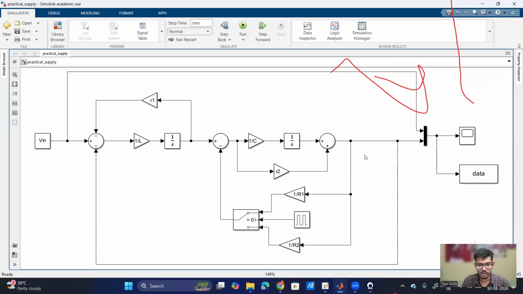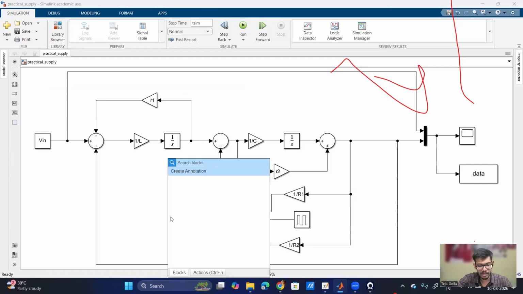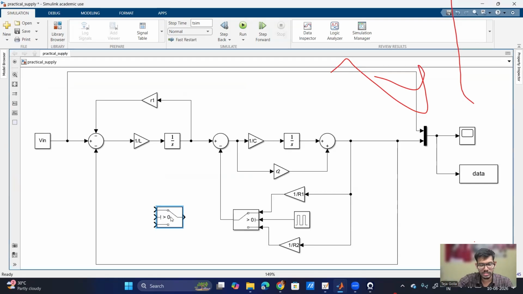Sir, actually you have two resistances, right, sir? Yes. So this is my Q. If Q is greater than 0, 1 by R1 will be connected. If Q is less than 0, 1 by R2 will be connected. So either of the switches will be connected, not both. So what is the name of this block? Sir, changeover switch. This one is the switch. So you double click anywhere and write switch. So this is the switch.